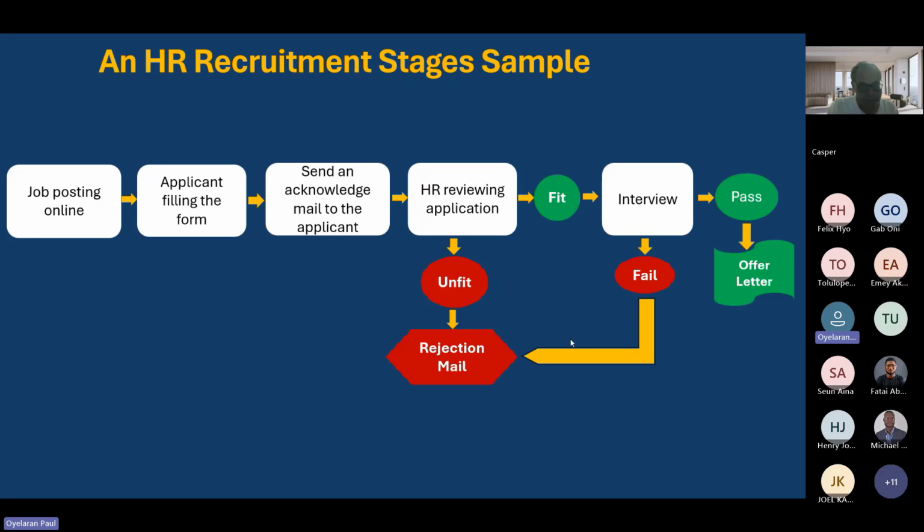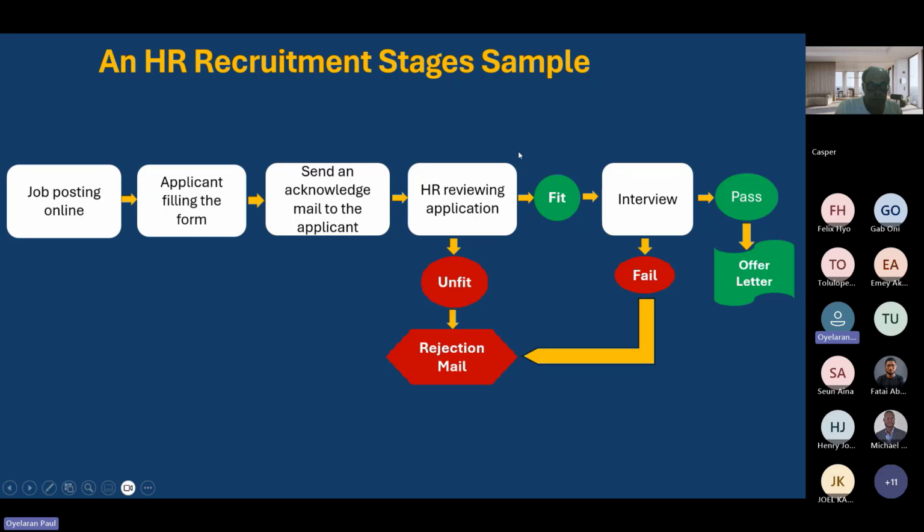So first thing is HR is going to post the job advert online. The applicant will apply, right? The HR will want to send an acknowledgement mail, even though not all do. But the HR wants to tell you, thank you, we received your application, we are reviewing it, one of our team members will reach out to you. I'm sure most of us know this process.